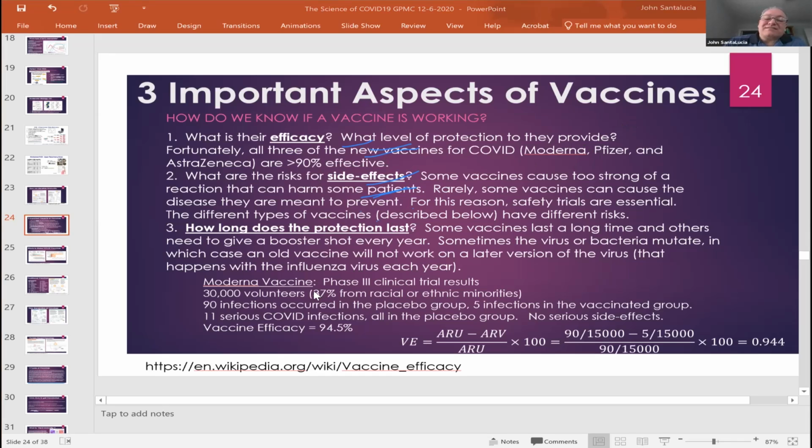So the Moderna vaccine was tested, for example, in 30,000 volunteers. They split those 30,000 volunteers into roughly two equal groups, 15,000 each. 15,000 people got the actual vaccine, 15,000 people got a placebo. The evidence showed that 90 people in the unvaccinated group got the disease, whereas only 5 people in the vaccinated group got the disease. If you do a little bit of math, it turns out that the vaccine effectiveness is 94%.